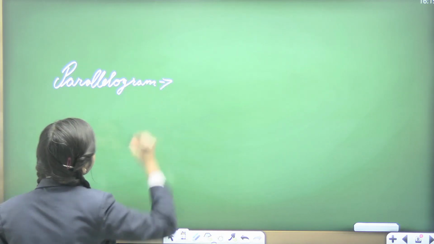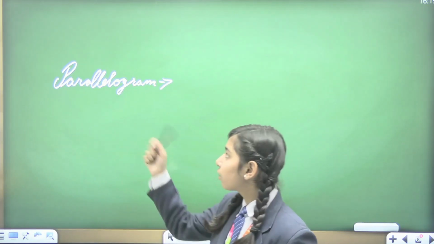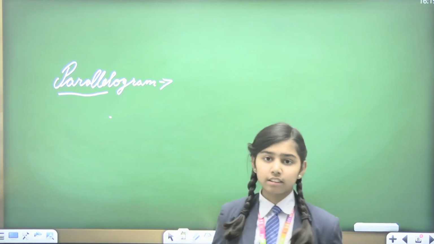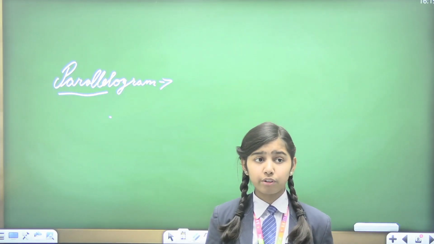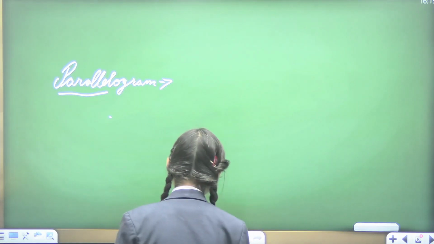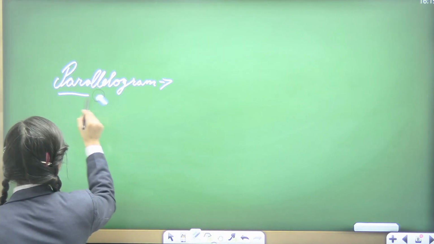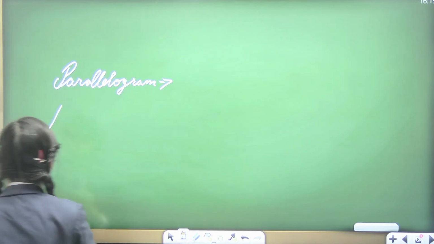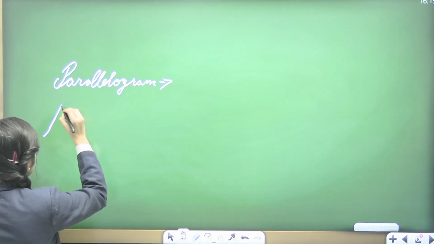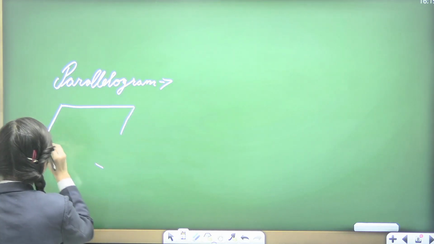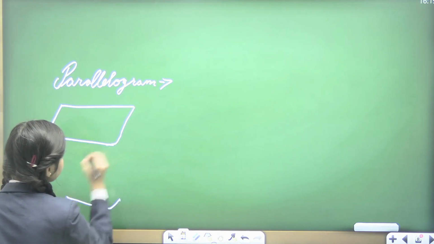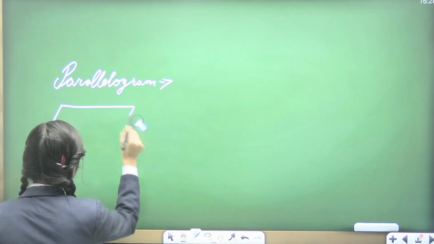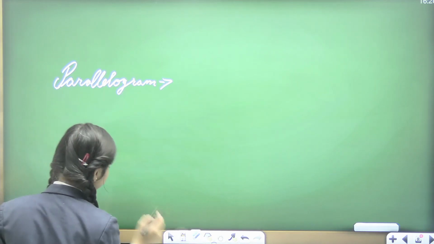By just looking at the name, we can say that it has parallel. So we just know that it is mostly about parallel things, like parallel sides, parallel angles. So a parallelogram is one that has opposite sides parallel and equal.